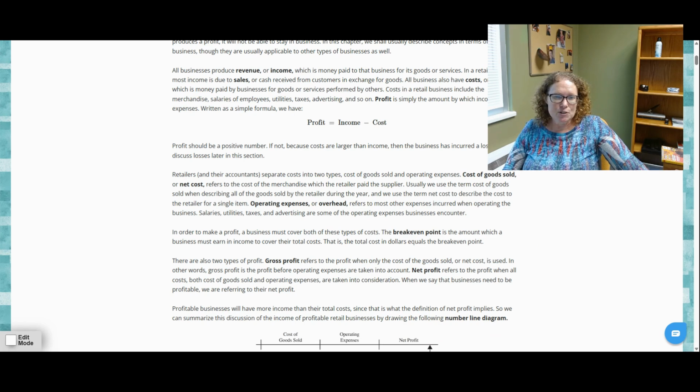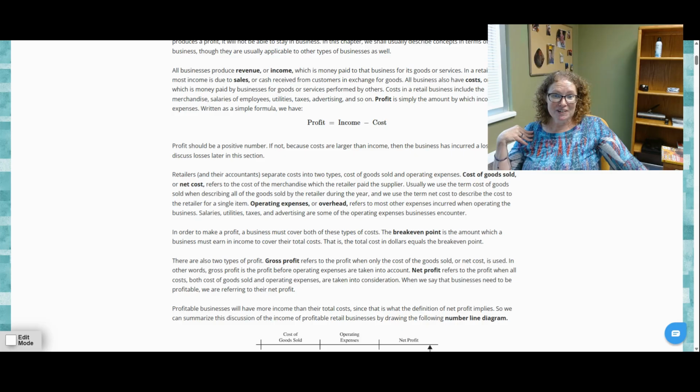We look at cost of goods sold, or the net cost, which is the cost of the merchandise that the retailer paid to the supplier. So the cost of that actual goods. We also have to think about the operating expenses or the overhead. So what other expenses are taken into consideration? Salaries. We've got to keep the lights on, right? So we've got utilities, advertising, some things that would be considered in the cost.